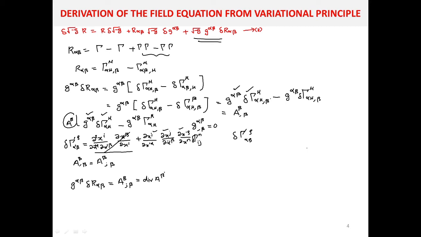In the previous class we have already obtained the expression for the divergence of a contravariant vector, and the divergence of a contravariant vector is equal to 1 by root of minus g, ∂/∂x^β of (A^β root of minus g). So this third term becomes root of minus g into g^αβ into δ of Γ^α_αβ. So you have to multiply it with the root of minus g. So the expression becomes ∂/∂x^β of (root of minus g into A^β).